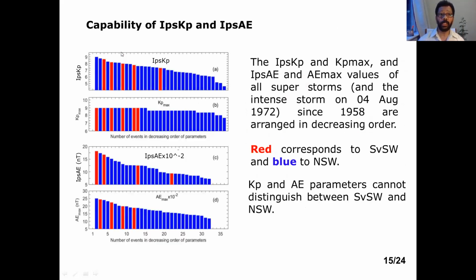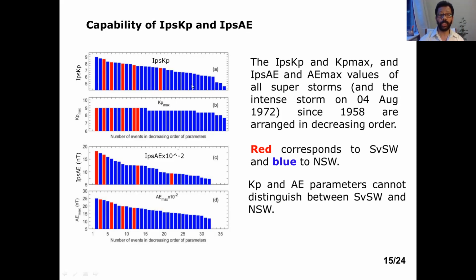Now, here we check the capability of the new parameter and the conventional parameters of both KP and AE to distinguish severe space weather from normal space weather. Here also we consider only the superstorms and the lone Indian storm, which happen to be severe space weather events. Here again, the red histograms correspond to severe space weather events and the blue histograms correspond to normal space weather events. The values are arranged in decreasing order in all parameters.